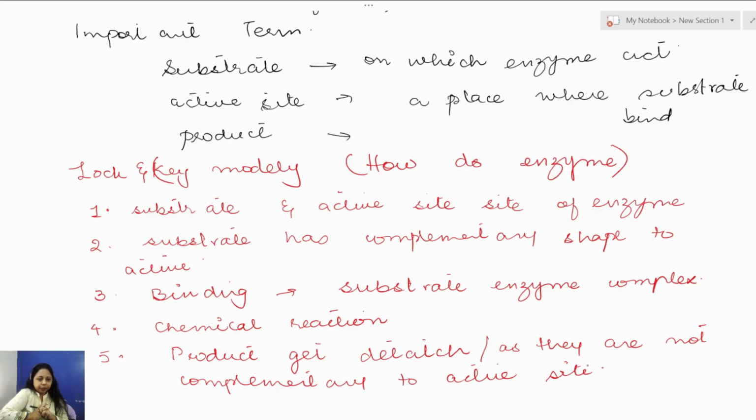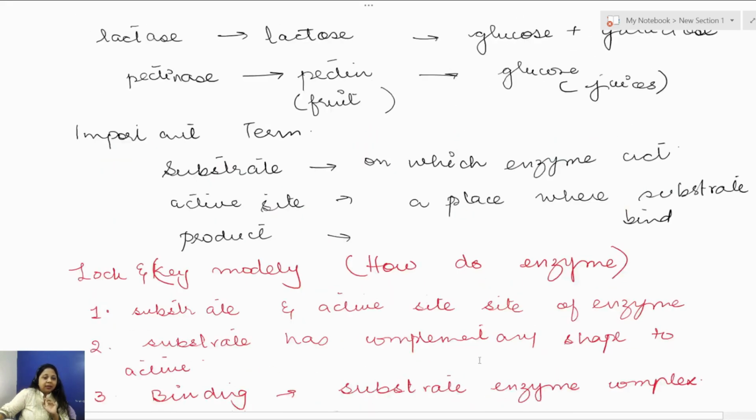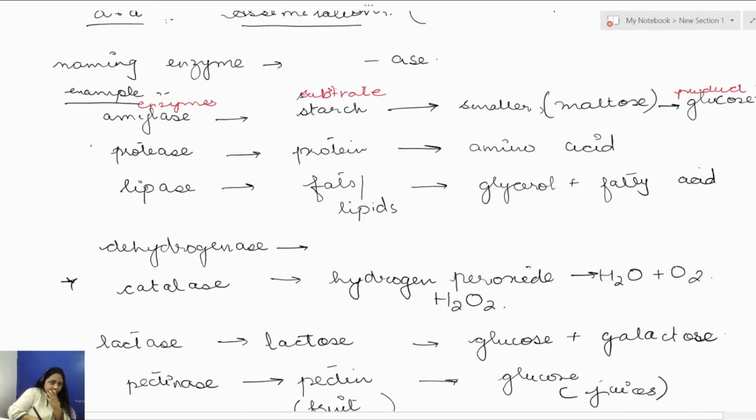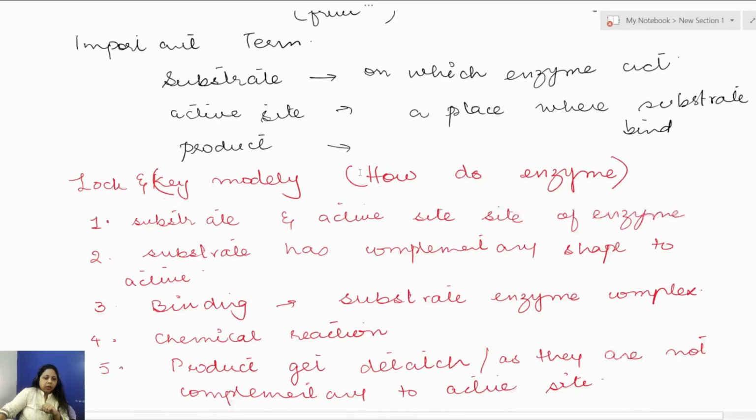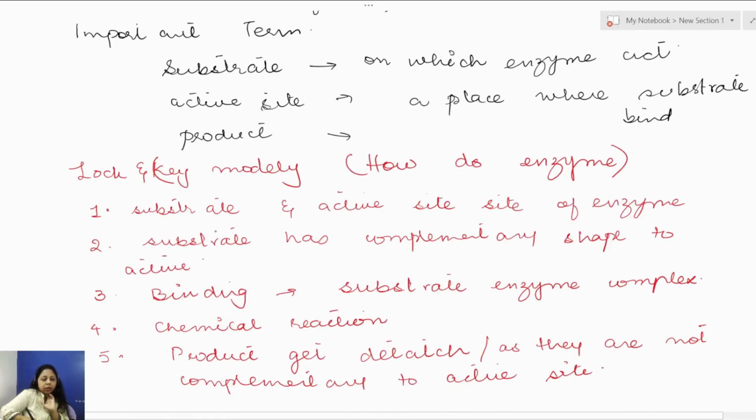Then we won't say substrate. We have to name the substrate. What is a substrate? Amylase is the enzyme. What is the substrate for amylase? Here, starch. So we would write here substrate, right?